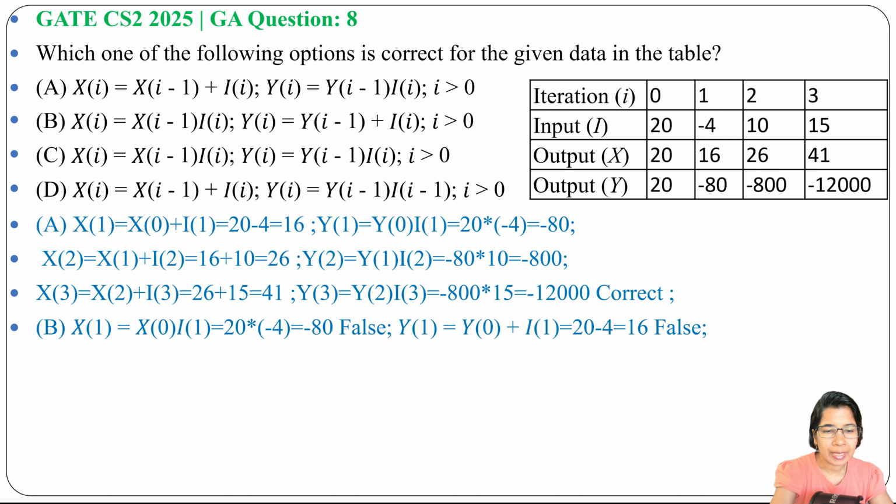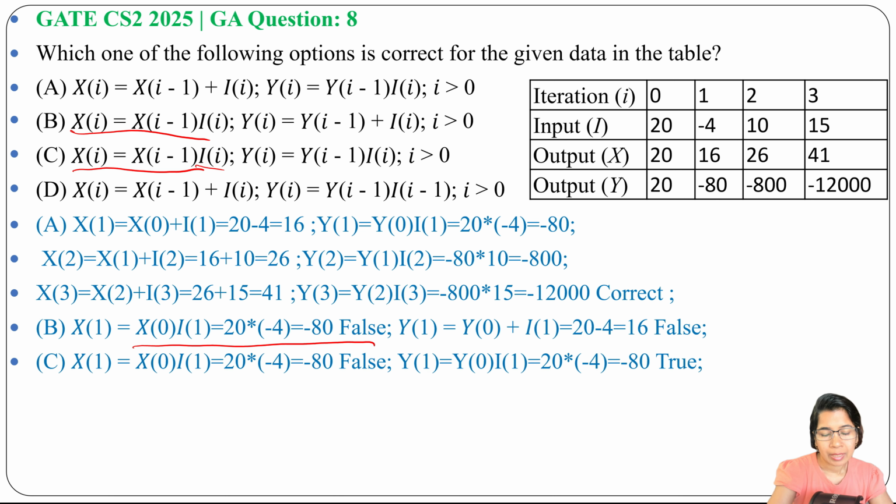Next option C, x of I equals x of I minus 1 multiplied by I of I. This is the same as option B. In option B, we already found it's false. You don't need to check. So option C is also false. And y of I equals y of I minus 1 multiplied by I. This is true. We already checked in option A. The second part is true, the first part is false. Hence, this is false.